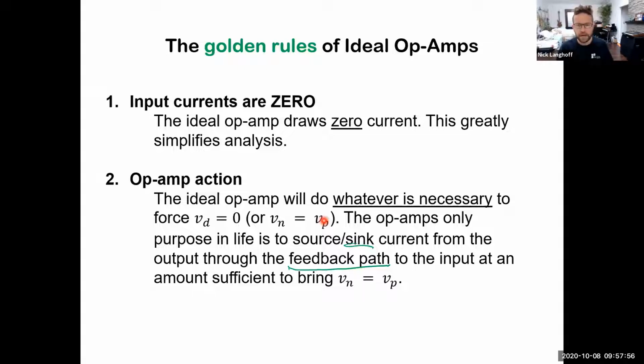All right, but before we do that, let's talk about this idea of the op-amp action. The op-amp will do whatever it has to force VD equal to 0, in other words, to make the voltage on the inverting pin identical to the voltage on the non-inverting pin. It does this through negative feedback, by connecting the output back to the inverting input. And this is a concept that you're actually already familiar with, even if you didn't know it yet.